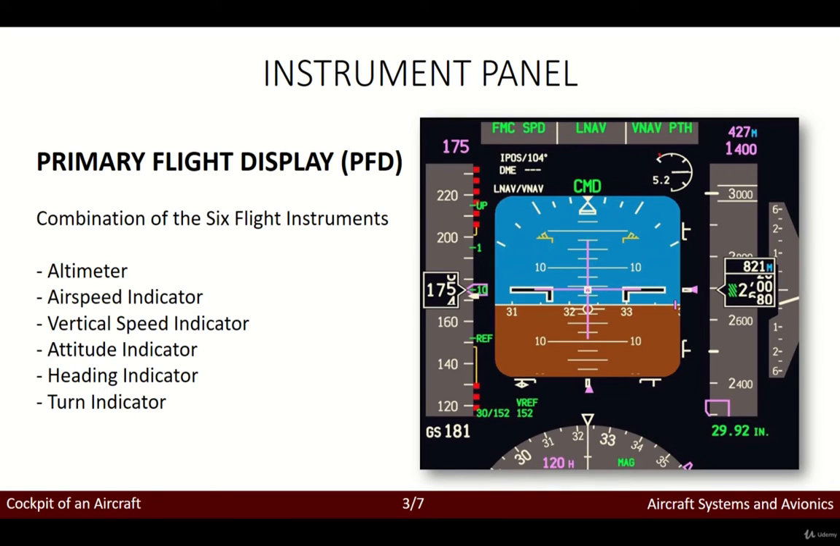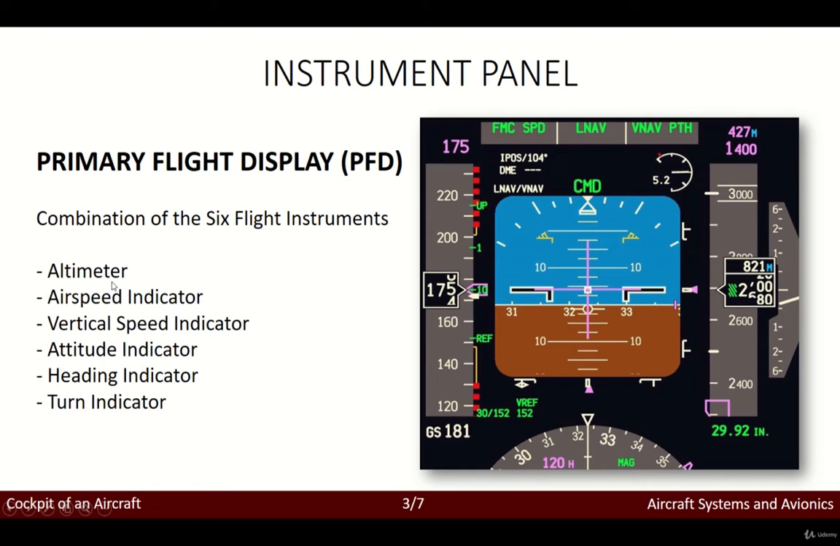So in terms of the instrument panel, as I mentioned before, what we need is for the pilot to quickly access all types of information which are related to the flight conditions, right? And so basically what we need is a combination of the 6 flight instruments that we mentioned in the first section of this course. And so what we have in one display, which is the primary flight display, is information regarding the 6 main flight instruments, right?